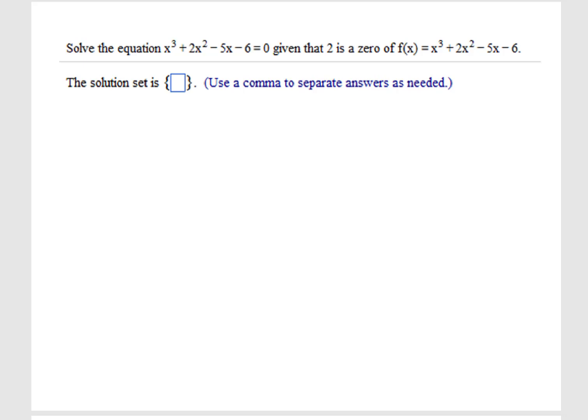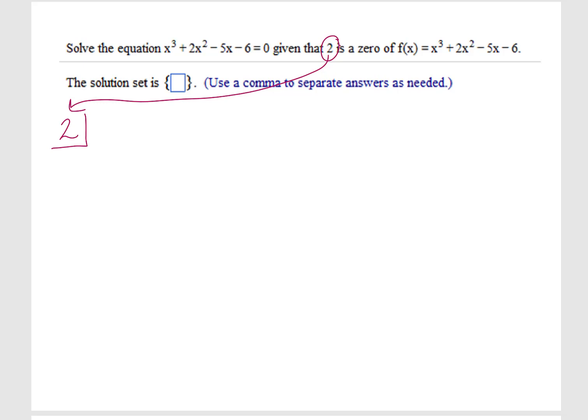So in this one, they give us the equation x cubed plus 2x squared minus 5x minus 6 equals 0. And then they tell us that 2 is one of the zeros. So 2 is one of the solutions. So because they give us that number, again, I'm not going to do anything because they already told me what x is equal to, right? 2. So I just plug that straight into my pocket.